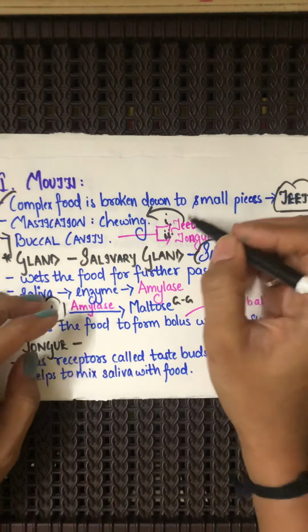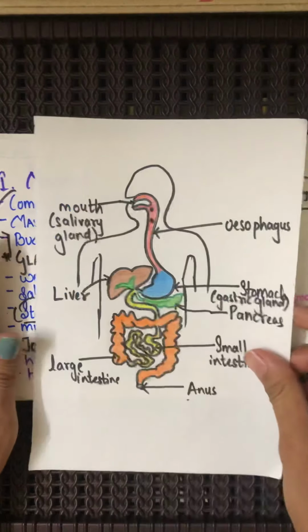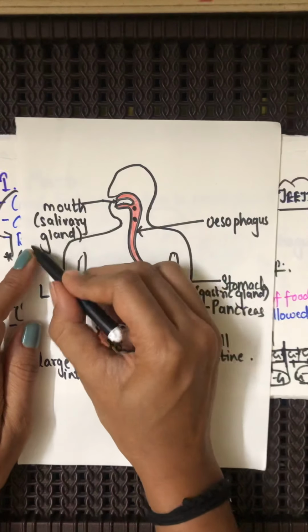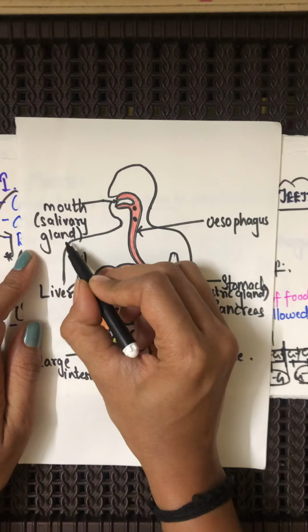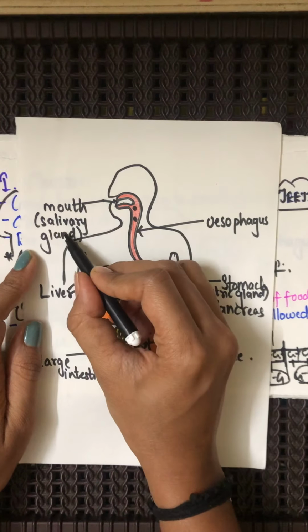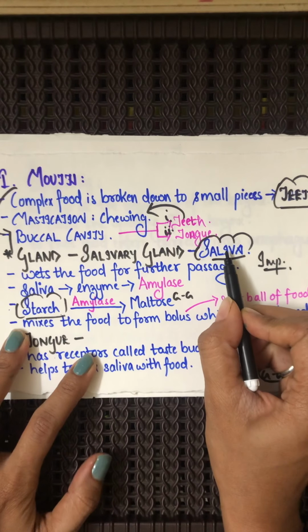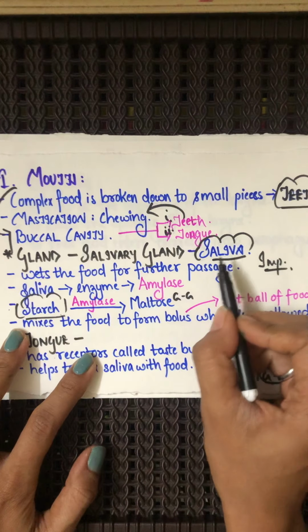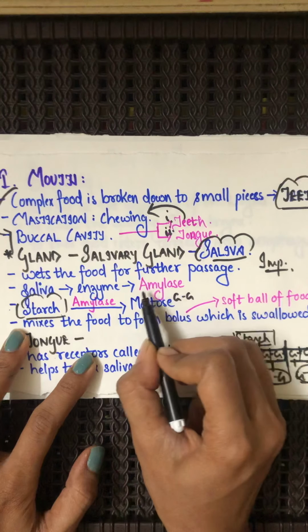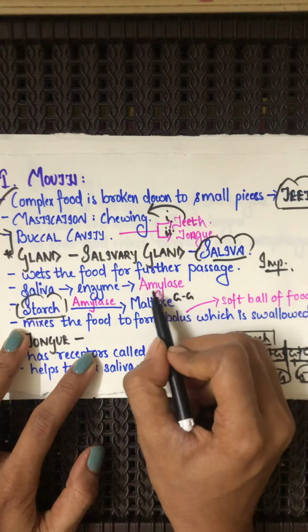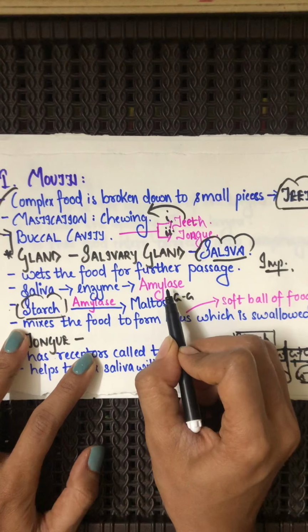Now talking about the mouth, the mouth also has an important gland termed the salivary gland. Salivary glands secrete saliva. Yes, very good. Saliva contains an enzyme which is termed amylase.